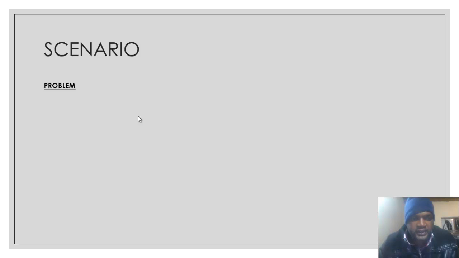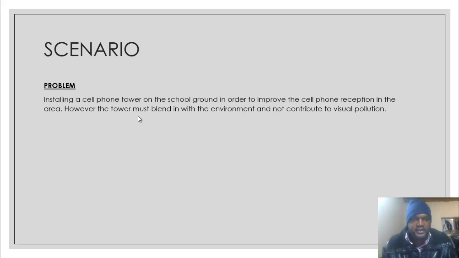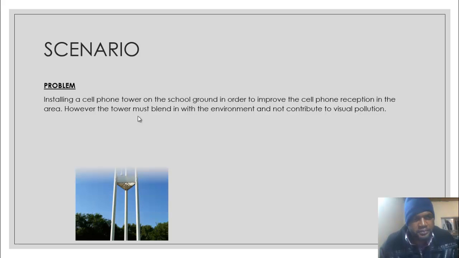So I just made something here. Installing a cell phone tower on the school ground in order to improve the cell phone reception in the area. However, the tower must blend in with the environment and not contribute to visual pollution. So this is my problem that I have stated. You can state your own problem, but just remember to put in the keywords, visual pollution, and this is a cell phone tower that we are designing. Okay, so that's your problem. You have stated your problem.